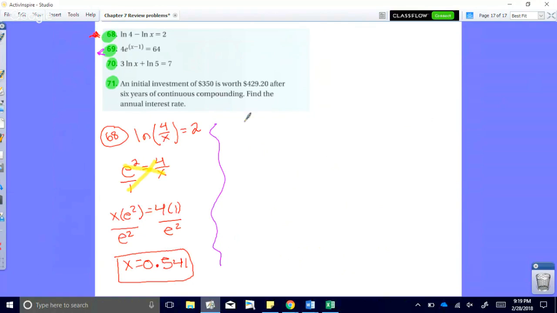All right, so 69 is 4e to the x minus 1 equals 64. So again, we're going back to an exponential function. We're going to use logs. First step, I'm going to divide by 4 and isolate. So this becomes e to the x minus 1 is equal to 64 divided by 4, which is 16.